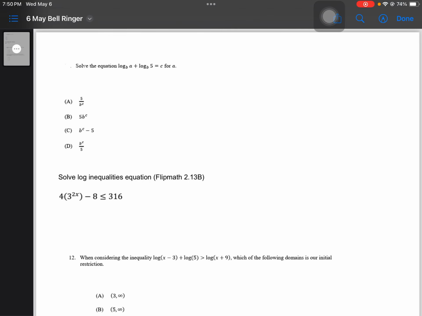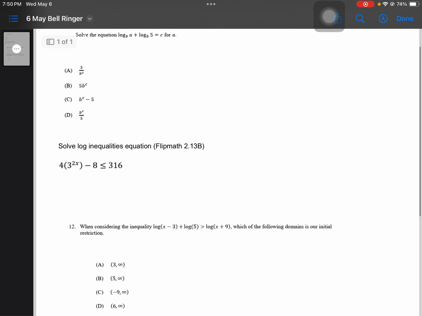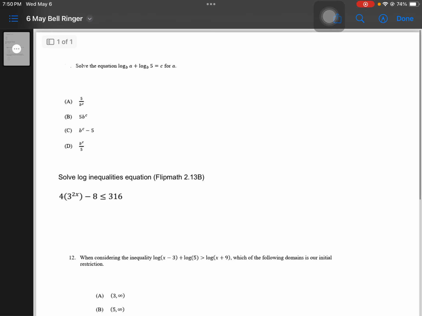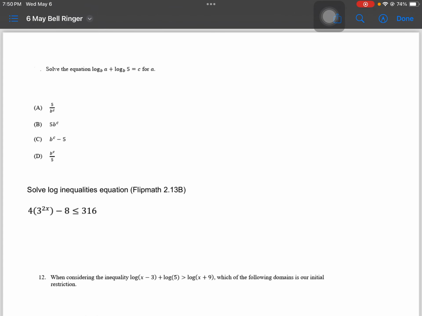Hey, this is the bell ringer we did today. Again, we haven't done solving log inequalities in a while, so that's why we're going to do this one today, right? So here we go. The first one is asking you, given a log equation, to solve for a.